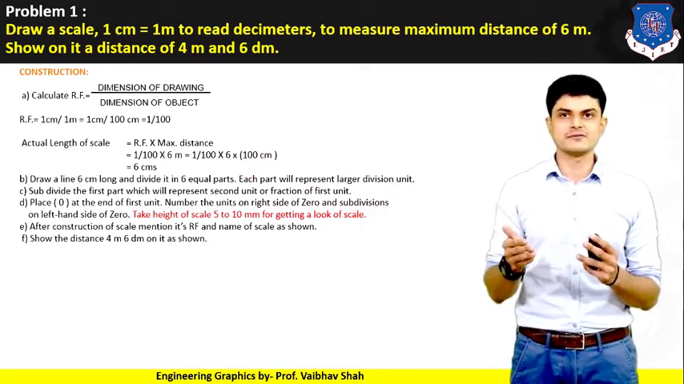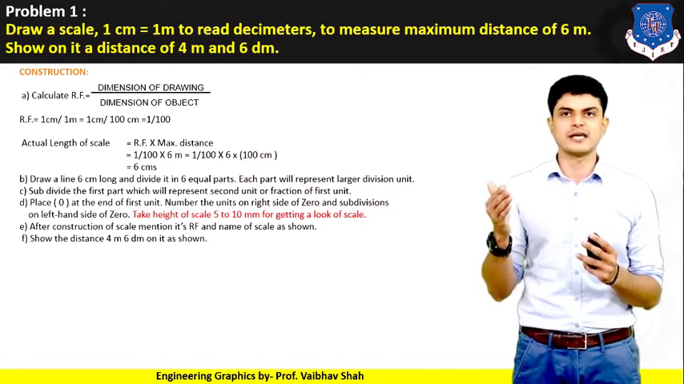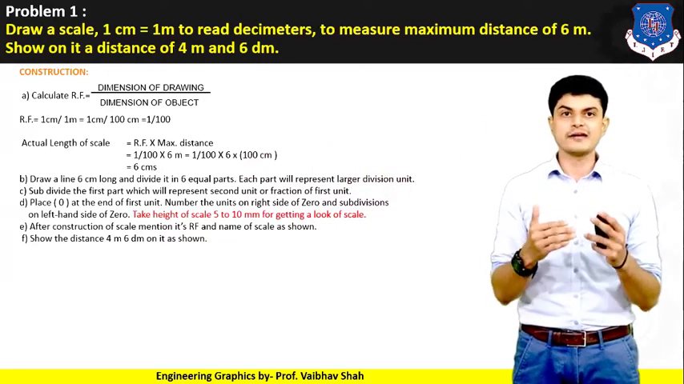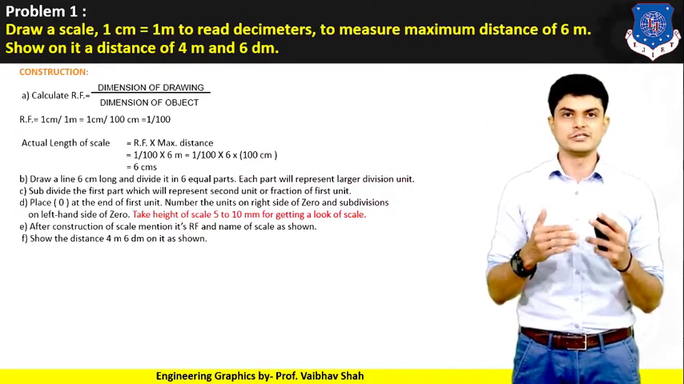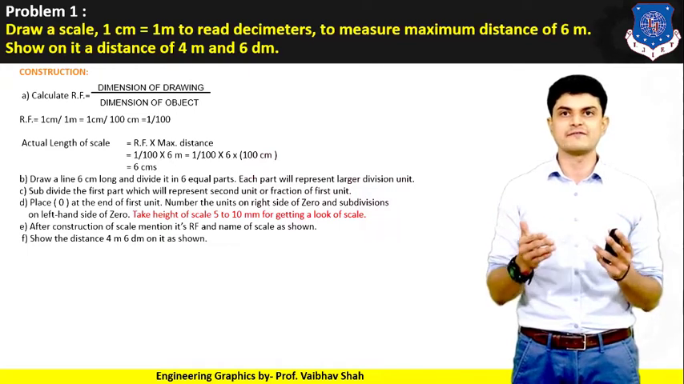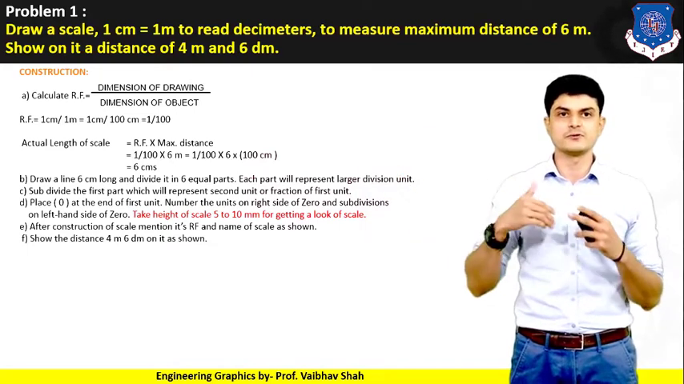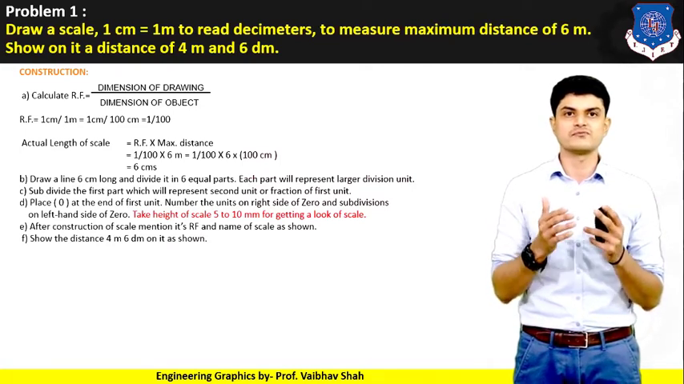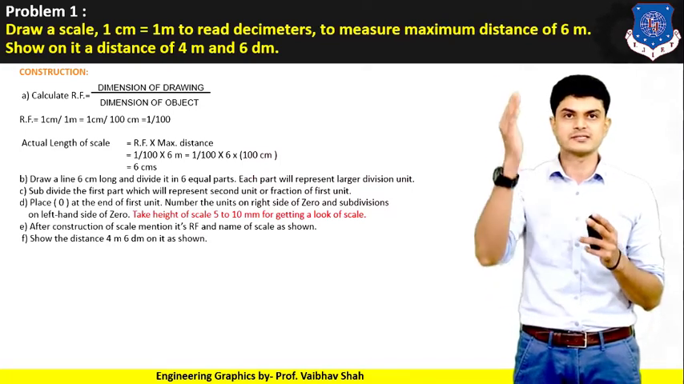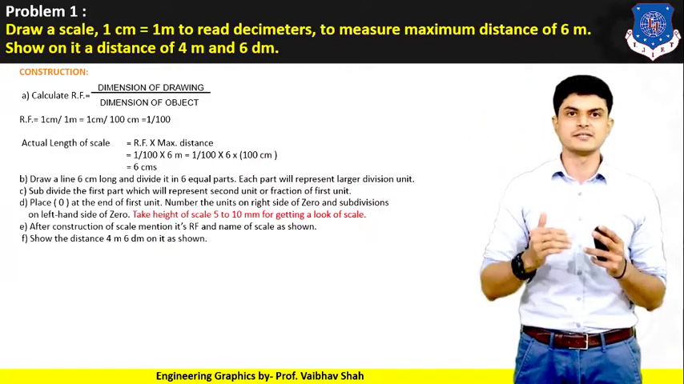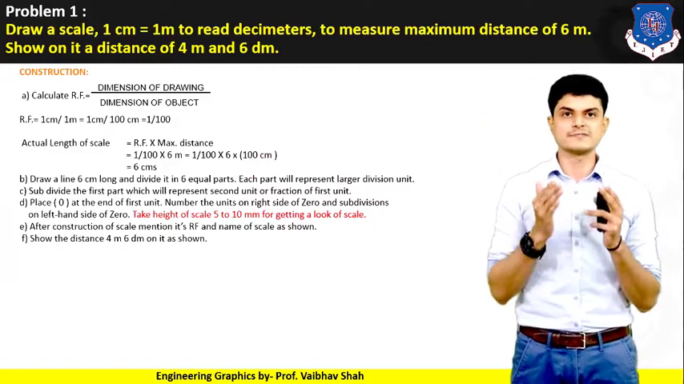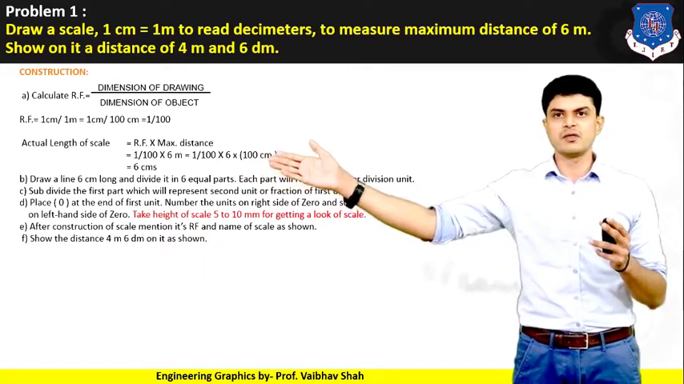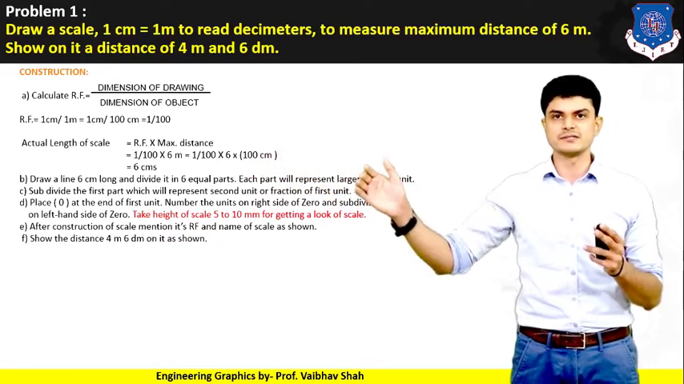Now next, the second equation is length of scale, or you can say actual length of scale. So let us use this equation: RF into maximum length to be measured. What is RF? RF is obviously 1 by 100, we have just calculated it. After that, what is the maximum distance that we need to measure by the scale? We said the distance of 6 meters. So let us substitute 6 meters here. So we have 1 by 100 into 6 meters.